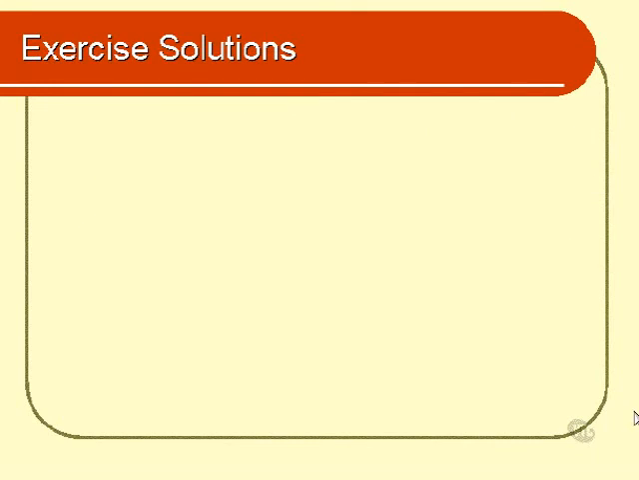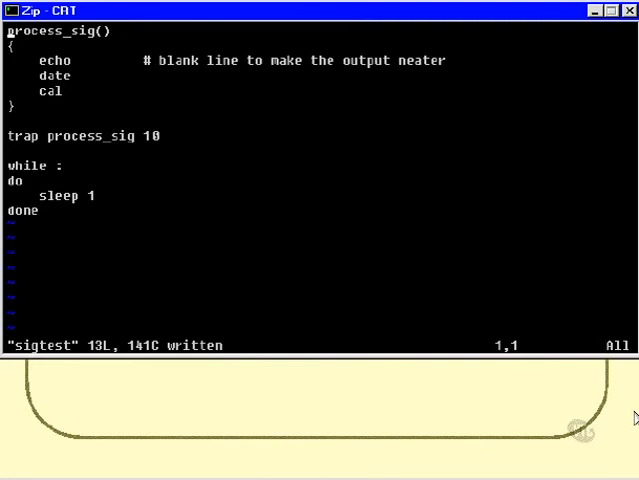And here are the solutions to the final exercises for the course. Here's my solution to the signal question that I posed to you. I have a program whose sole purpose in life is to just go around this while loop, just sleeping for 1 second each time through the loop. And then, at some point, if a signal 10 is received, then we can call the function called processSig, which is this process up here, which simply does a date followed by a cal, and I've put a little blank line there just using echo, just to make the output neater, and you'll see why in a moment.